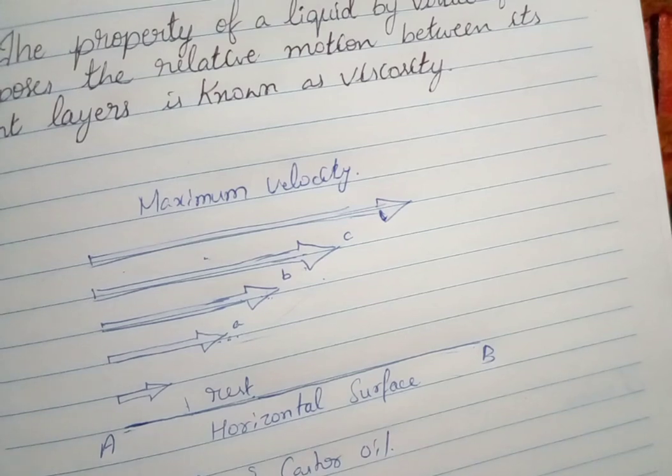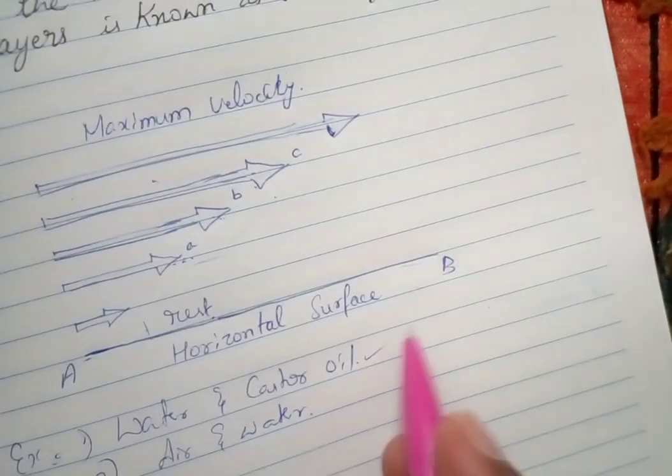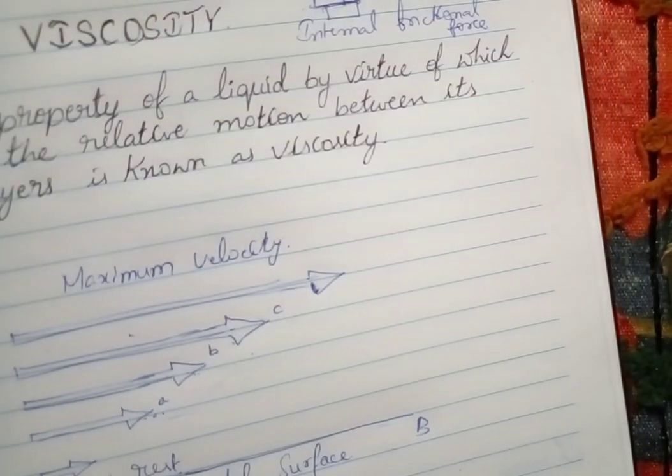When water and castor oil are poured in separate identical funnels, water comes out readily from the hole in the funnel. Castor oil takes considerable time to do so. This is because castor oil is more viscous than water. The second example is that we can walk faster in air but not in water. This is because the viscosity of air is very small compared to water.